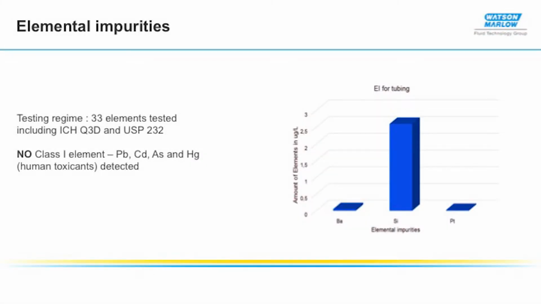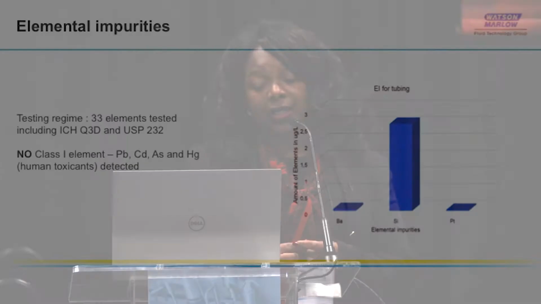What we found from all of our studies is that no class 1 elements were found. These class 1 elements, as detailed by ICH Q3D, such as lead, cadmium, arsenic and mercury, are known human toxicants, and we did not detect any of those in our studies.